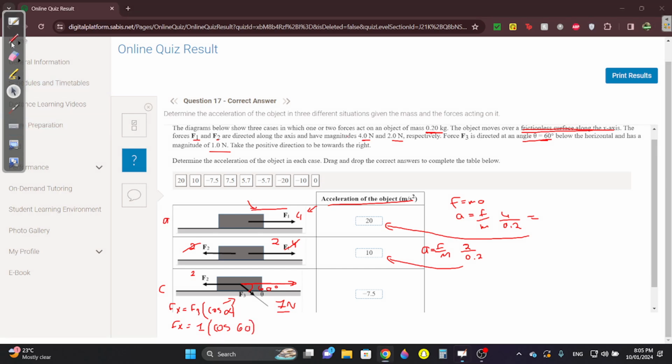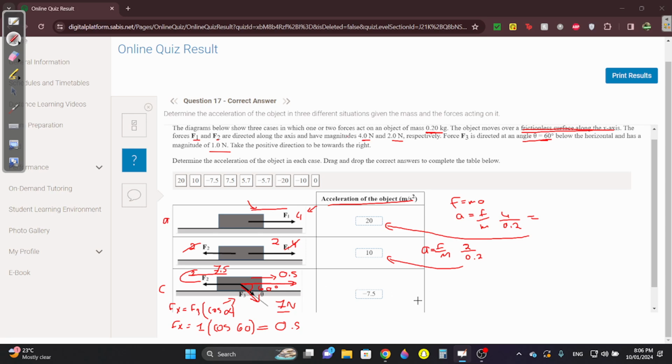I don't have my calculator with me, I was using the Google calculator. Anyway, when you do 1 times cosine 60, you get 0.5. So this force to the right is 0.5. You can't use a force that's bent down. You have to find the straight part, the horizontal part. So with 2 here and 0.5 here, the net force will be 1.5 to the left.